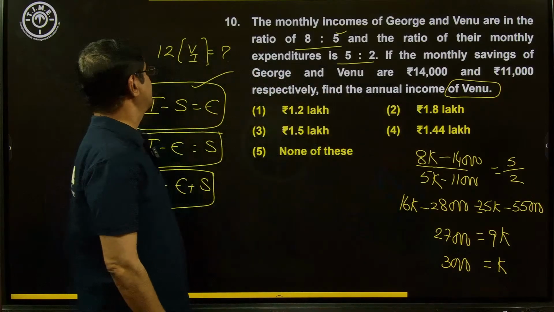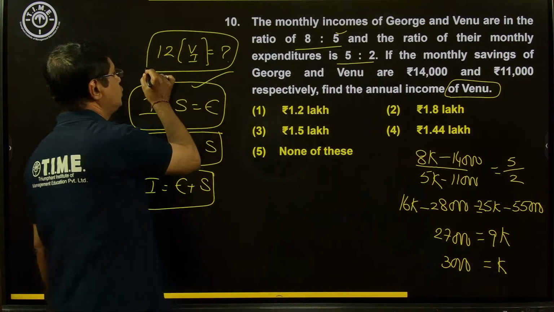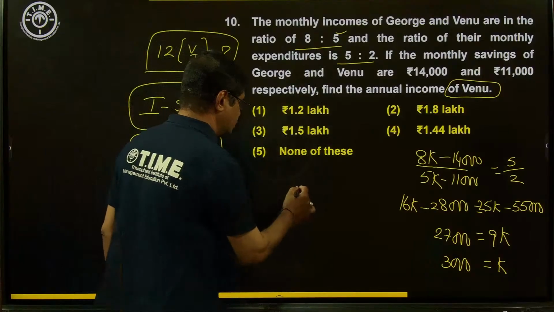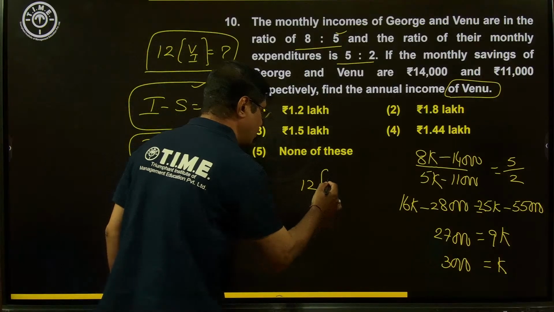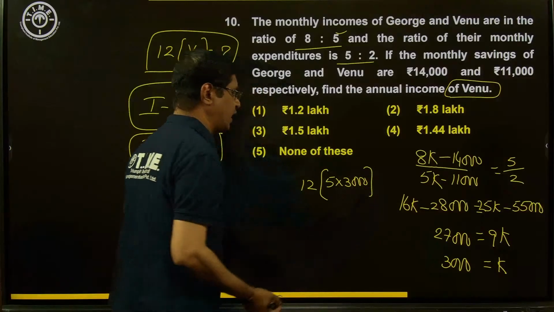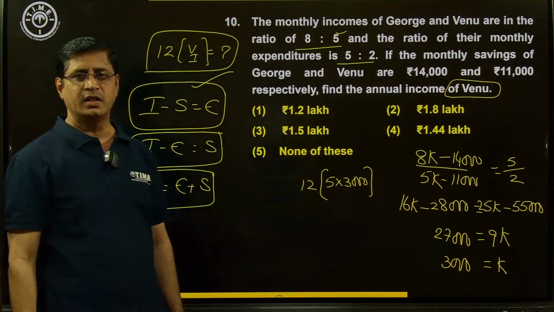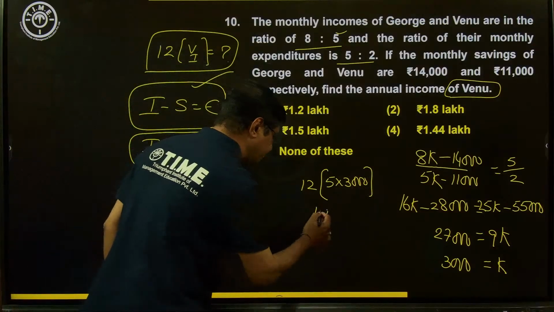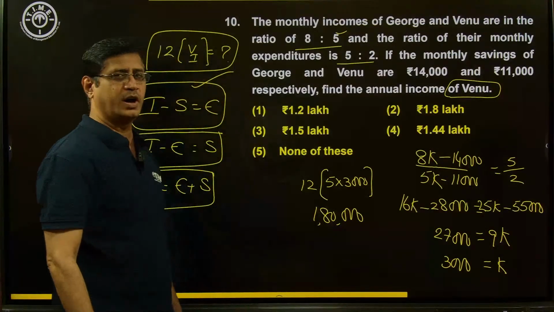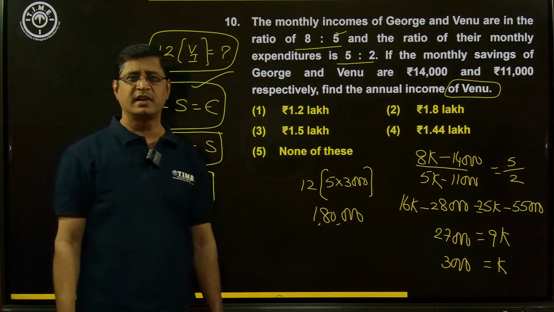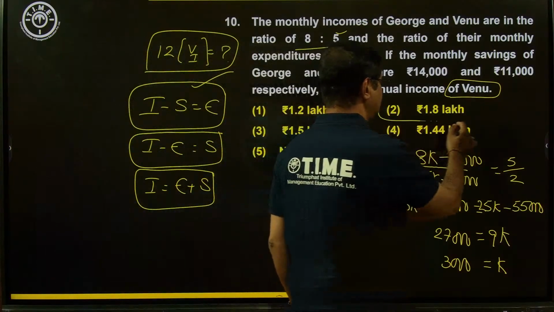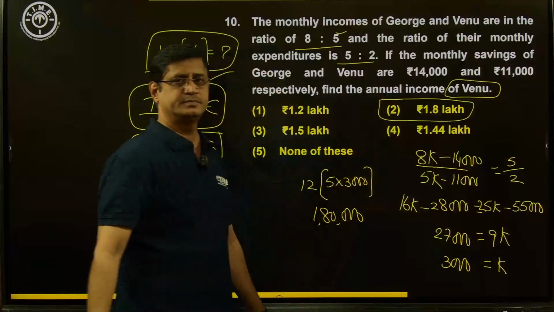When K is equal to 3,000, what we need to find? Venu's annual income. Income here 5K. So 12 into 5K. K is equal to 3,000. 3 into 5, 15. 15 into 12, that is 180. So what is the result? 180 and 3 more zeros. Means 1.8 lakhs. That is 1,80,000. Option 2. Answer for this question, the choice is 2.